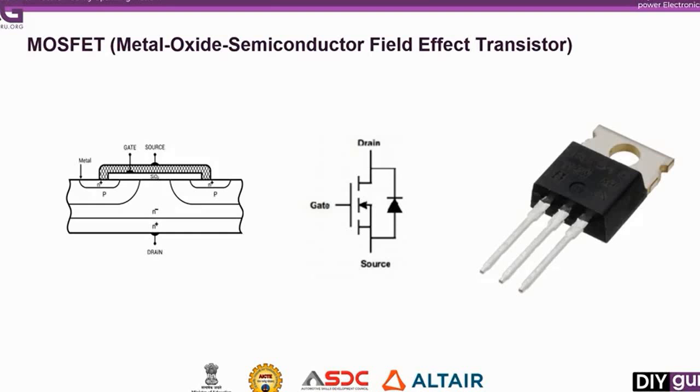Now the symbol for the N channel MOSFET is given here. The direction of the arrow on the lead that shows the body region indicates the direction of current flow. As this is the symbol for an N channel MOSFET, the arrow is inwards. For P channel MOSFETs, the arrow will be outwards.